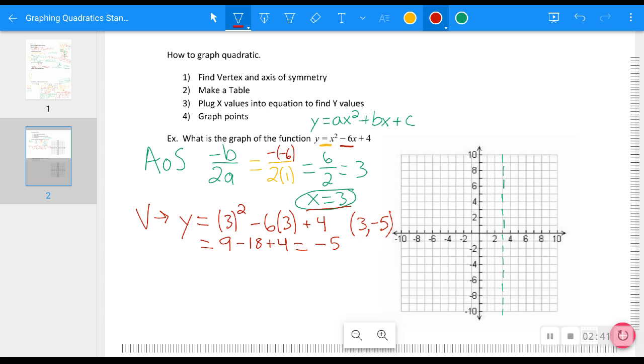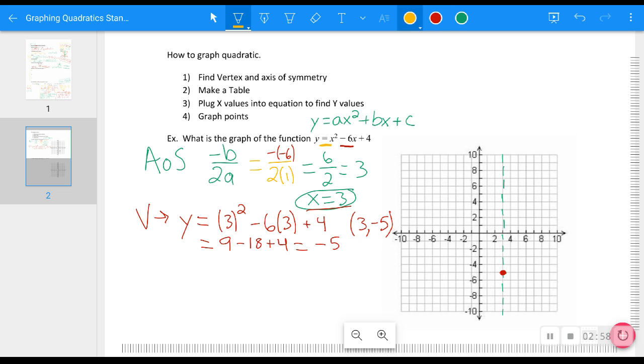So that's going to be 1 point on our graph. And if you guys remember from the last notes, the vertex should be on the axis of symmetry. So if you see that red dot is our vertex, it's right on that dashed green line, which is going to be our axis of symmetry.